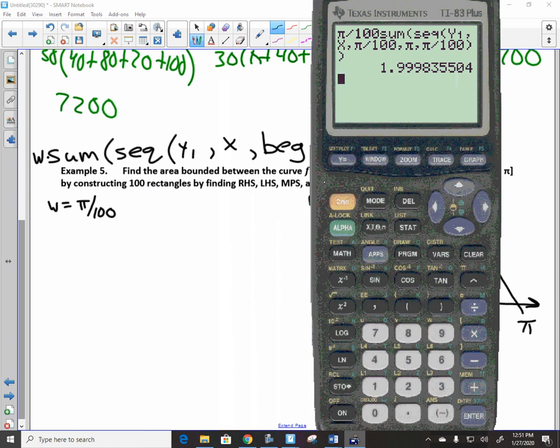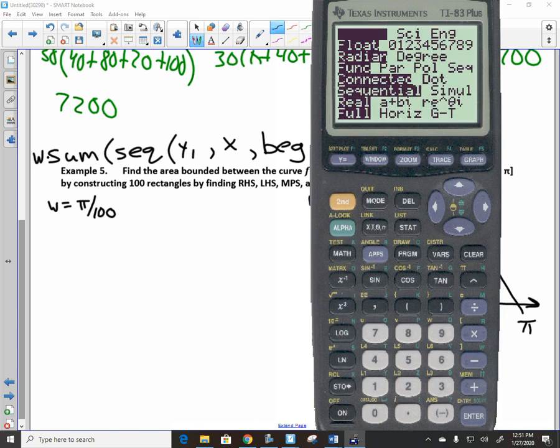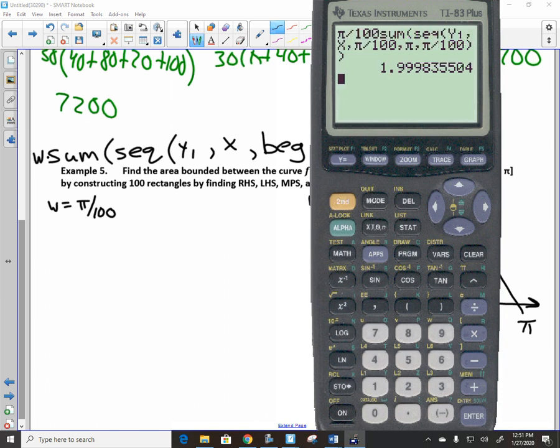Time out. Wait, pause. Slow down. I know what's happening. Everybody pause. Hit mode. Go down. Press radians. Now, second quit back to this screen. Now watch. Go second entry. It will bring the same thing back. So you have to retype it all. And press enter.